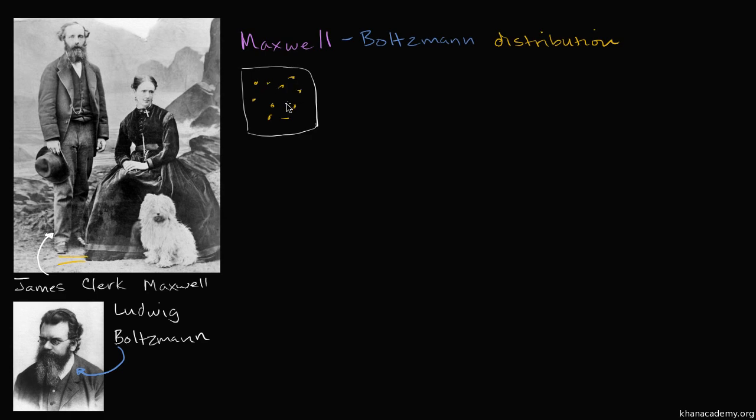And let's say that I have a thermometer. I put a thermometer in there, and the thermometer reads a temperature of 300 Kelvin. What does this temperature of 300 Kelvin mean?